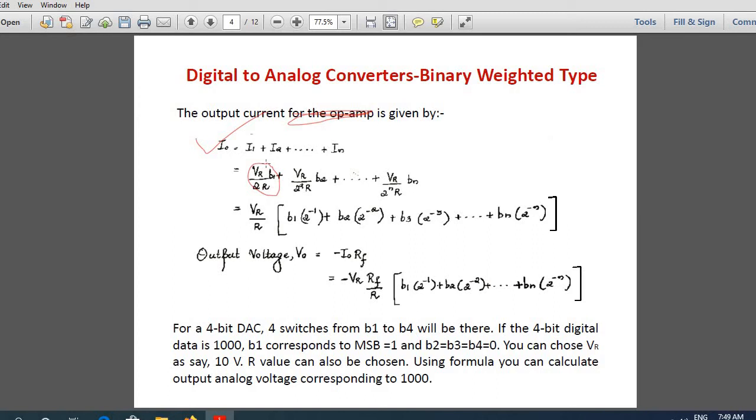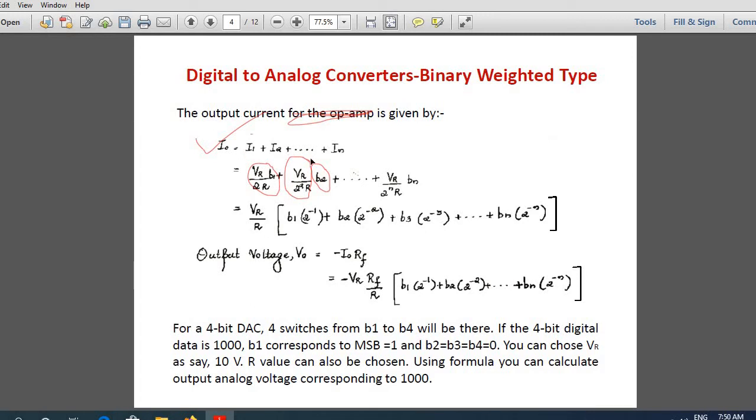Now similarly for branch 2, you can write VR by 2 raised to 2 into R into B2. So if the second bit is a 1, definitely this current will be there. If the second bit is a 0, this current will be absent. So depending on the digital data, you will have the current. That is how the conversion is being done from digital to analog. Corresponding to the digital data, the current as well as the output voltage values vary. This is how digital data is getting converted to analog.